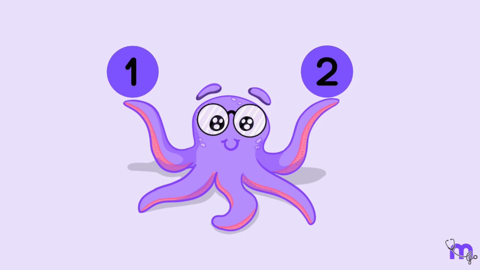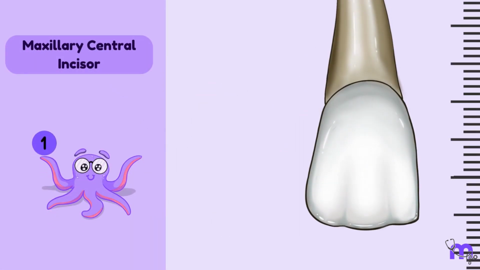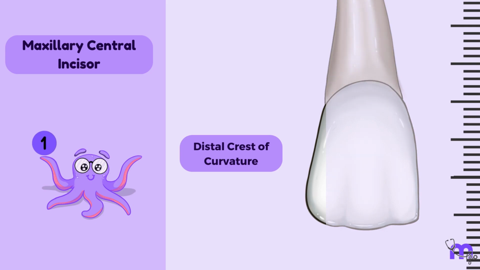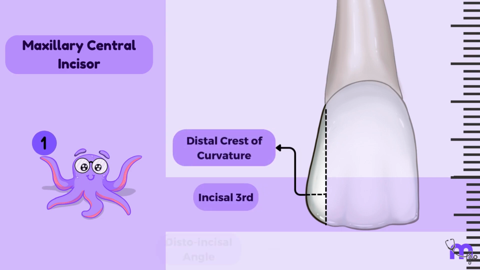Let's have a look at 2 examples. One example is the maxillary central incisor. Let's have a look at the distal crest of curvature when we see it from the labial aspect. Like described, let's join the beginning and end of the outline. Where is it maximum outward? You will see that the maximum outward curve is seen in the incisal third, cervical to the disto-incisal line angle.